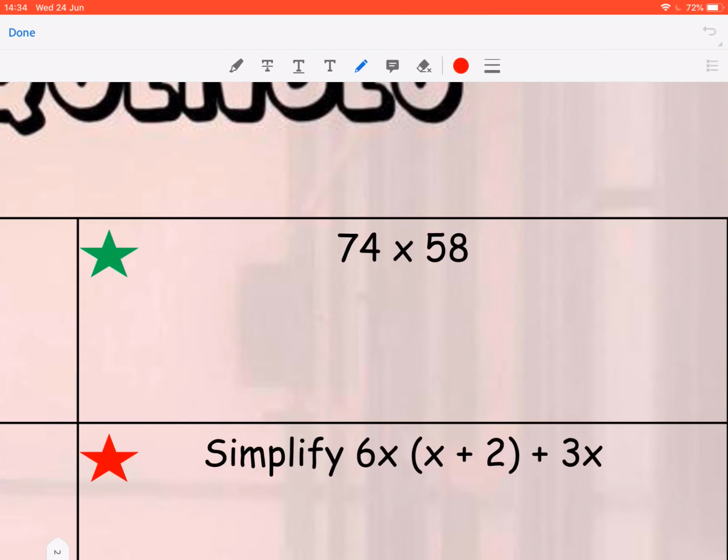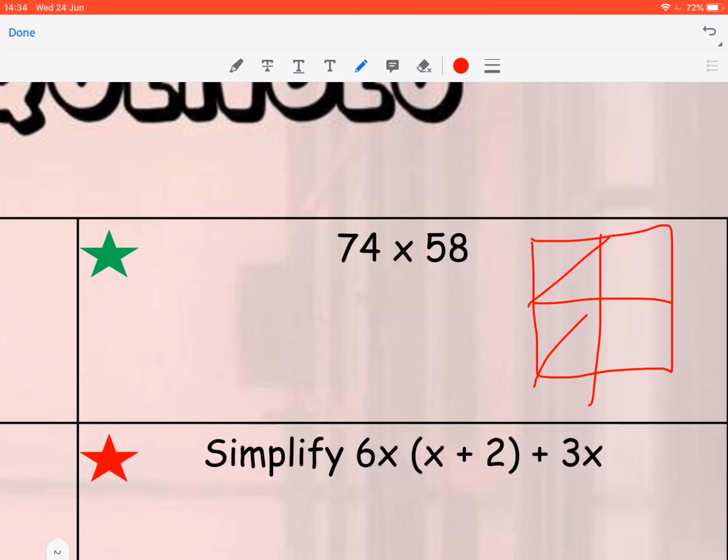Next, 74 times 58. Okay, exactly the same as you would normally. Find a way that works for you. Okay, don't mind what. It doesn't really matter which way you multiply. All that matters is you get it right most of the time. Okay, so 7 times 5 is 35. 4 times 5 is 20. 7 times 8 is 56. And 4 times 8 is 32.